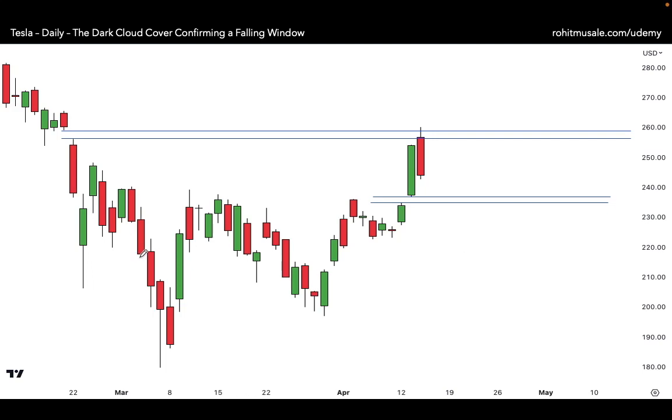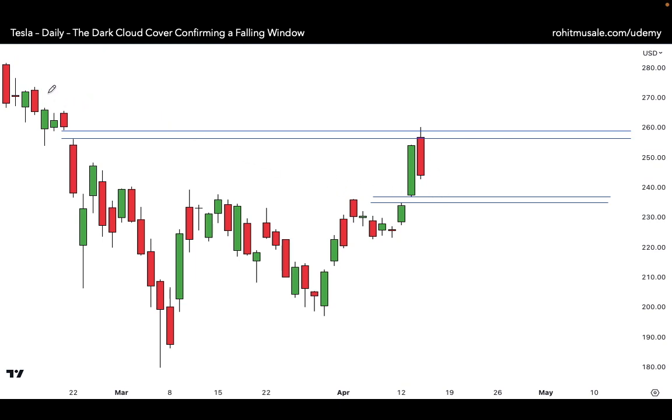So in this example, we will look at something called the dark cloud cover. If you are new to candlesticks, you will learn this pattern and you will also learn how the dark cloud cover becomes a very powerful pattern if it is confirming some prior resistance area which is created by a falling window. And we will look at what a falling window is as well. This is a daily time frame chart of Tesla. So let's look at what is happening on this chart.